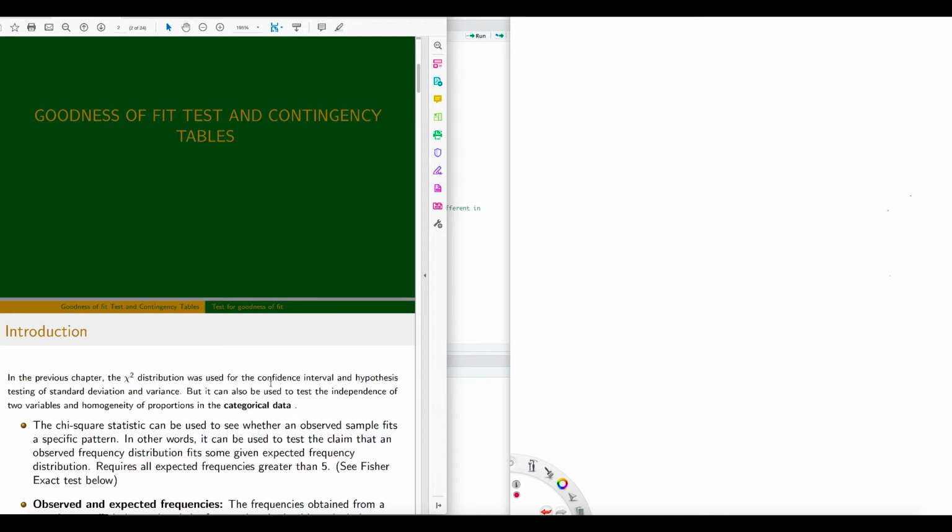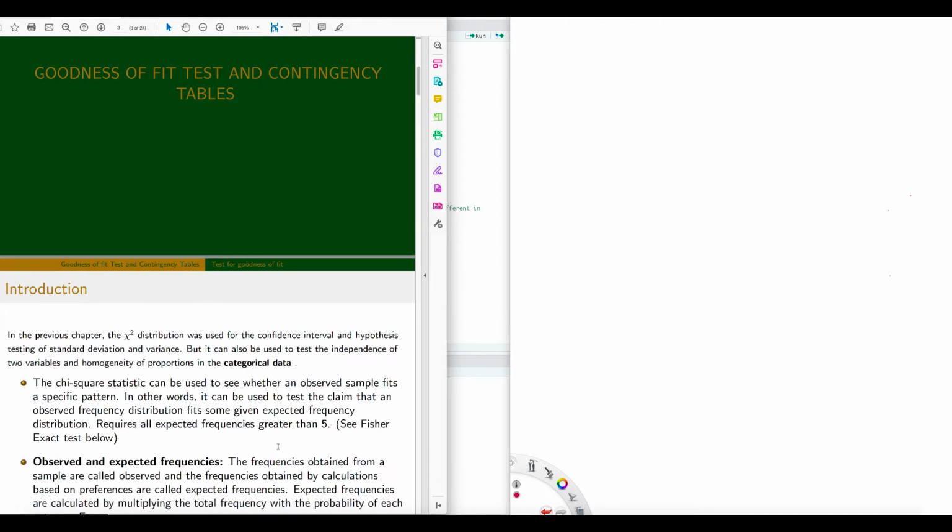Chi-square test was used to test the hypothesis about the variance and the standard deviation, right? But it can also be used to test other things like independence of two variables, whether two variables are dependent or independent, and homogeneity of proportion in categorical data. Especially in categorical data, if you want to test the homogeneity of the proportion, meaning whether two proportions are equal or not, or whether three proportions are equal or not in the population, we can use the chi-square distribution.